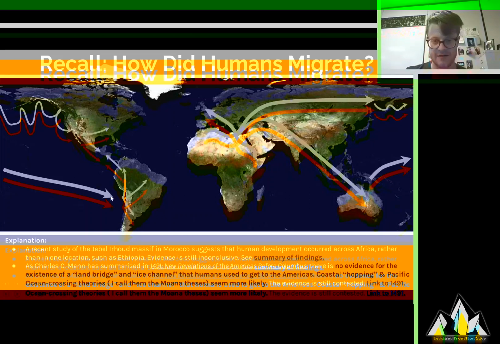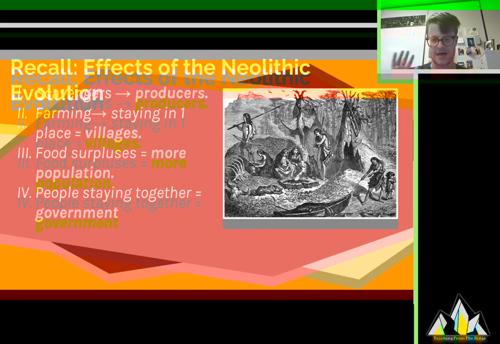Now, with that, in this class we get to actually talk about why the Moana thesis matters compared to the whole land bridge thesis, which then brings me to this first point. Remember, the Neolithic revolution has happened by this point. Okay, so just like everywhere else around the world, human beings, about 12,000 BCE, give or take a few thousand, have discovered farming.